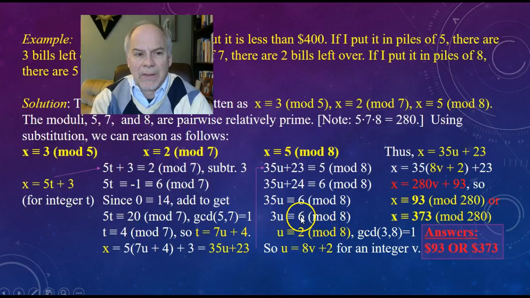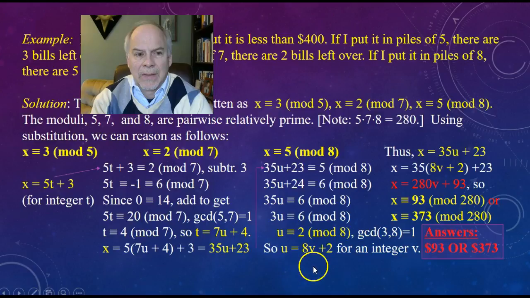Now, my number 3 here and the mod 8 are relatively prime. The GCD of 3 and 8 is 1. So I can divide both sides by 3, and I get u is congruent to 2 mod 8. Okay? But like I said, there's lots of different ways that you could do that. But you can always replace a multiple of the mod with 0.